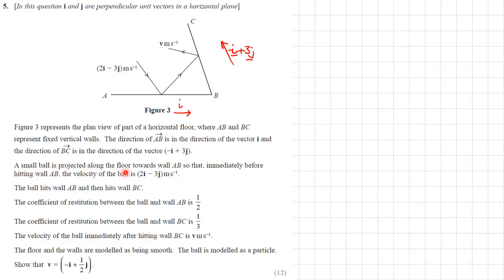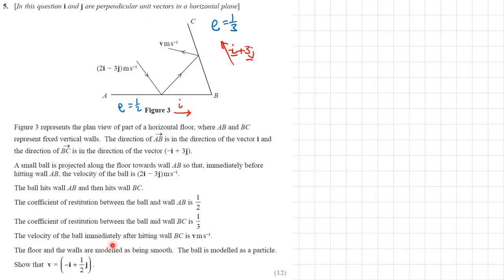A small ball is projected along the floor towards AB so that immediately before hitting wall AB, the velocity of the ball is 2i minus 3j. The ball hits wall AB and then wall BC. The coefficient of restitution between the ball and wall AB is a half, so let's put that on. e is a half here. The coefficient of restitution between the ball and wall BC is a third, so let's put that here on this wall. e is a third.